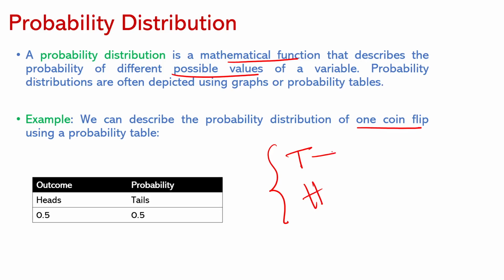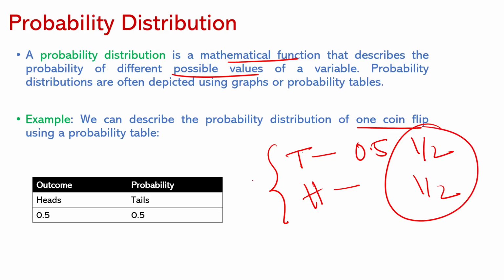See, tail one time I can get or head I can get. I can get this or get this. What is the probability of getting tail and head? It is 0.5. 1 by 2 chances I will get tail, 1 by 2 chances I will get head. So probability distribution is a mathematical function which describes the probability of different outcomes.